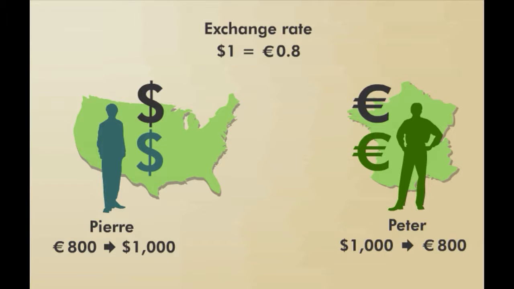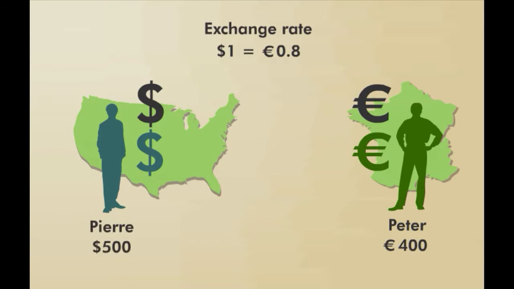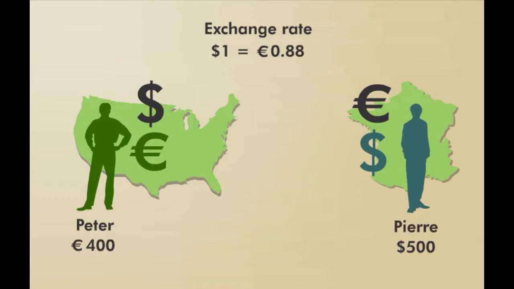By the end of their trips, let's say that each has spent half of his cash. Peter has 400 euros and Pierre has $500. As they prepare to return home, the exchange rate has changed and is now 0.88 euros to the dollar. That is, the dollar has strengthened or appreciated compared to the euro.